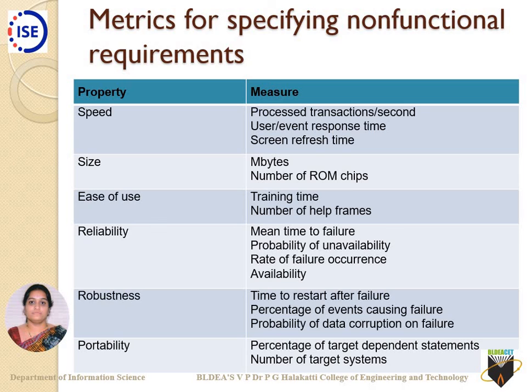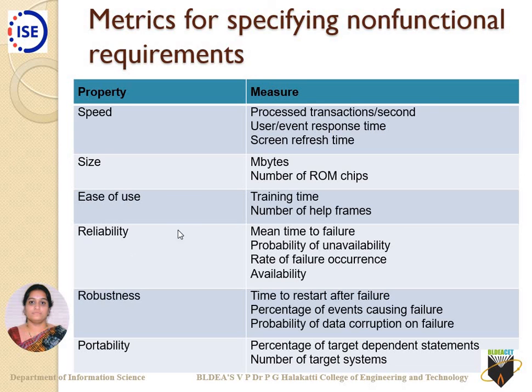If any app or software you are using does not have a good speed, we straight away say that it's not working properly. So at that time, what are we actually measuring? We are measuring backend processed transactions per second, user or event response time, screen refresh time. Size is the size of that particular software. Ease of use is the training time and number of help frames. So that all is considered under ease of use.